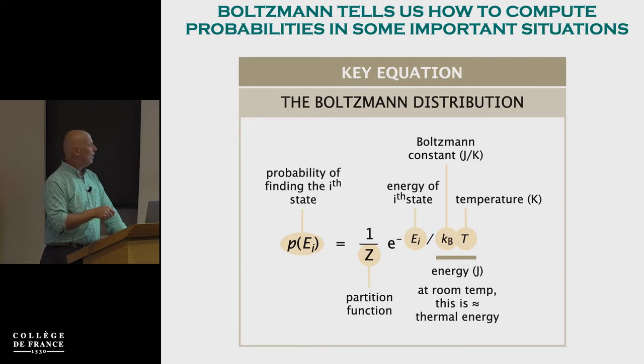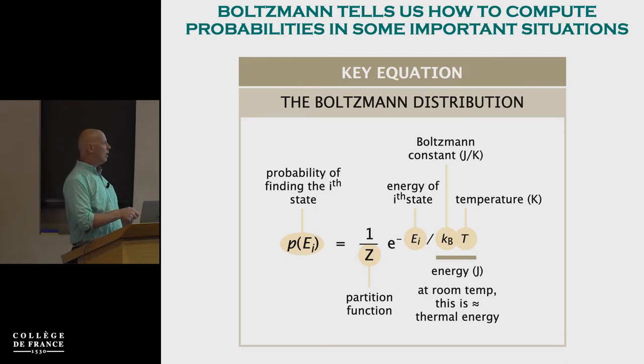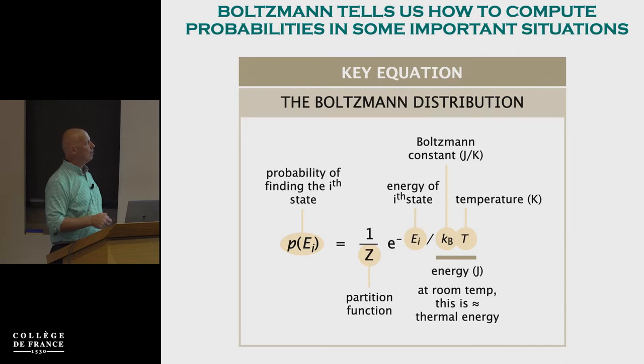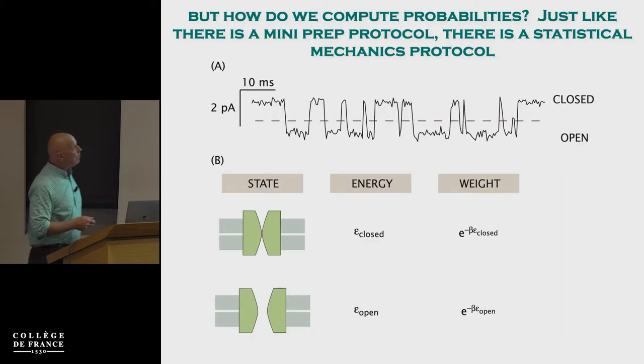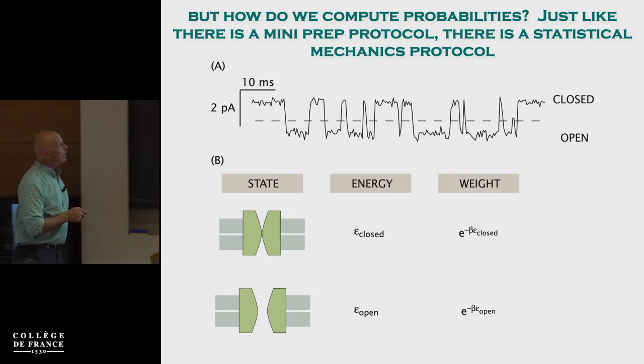And it's given by this very interesting expression, the e to the minus the energy of that state divided by this quantity, kBT, which I'm going to call the natural energy scale of molecular biology. It's 4.1 piconewton nanometers. If somebody wants to ask me about it, I'm happy to do so. So we can use this to compute the probability that the channel is open.